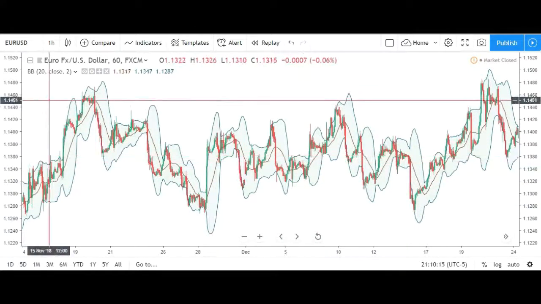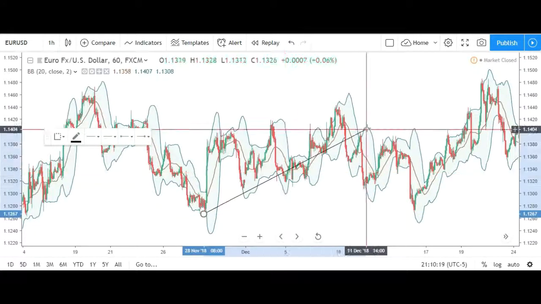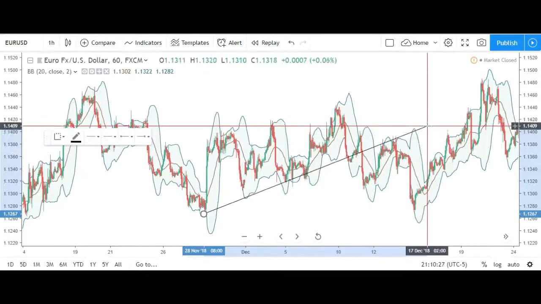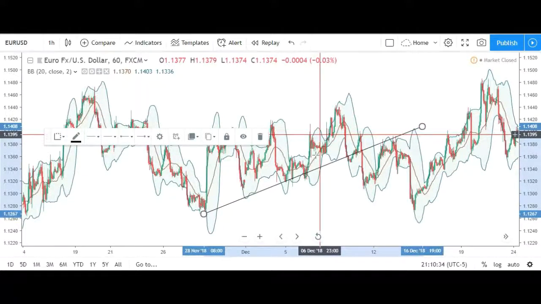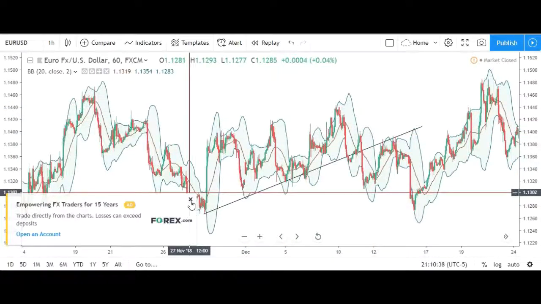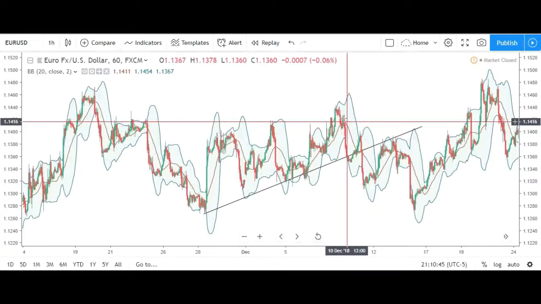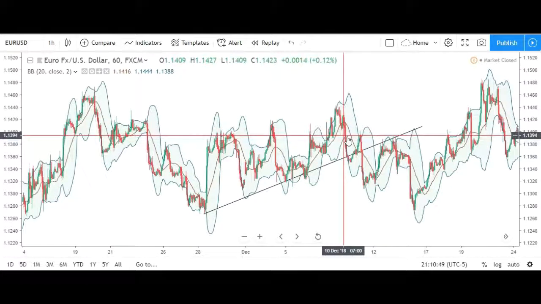And whenever there's been low volatility for a long time, there's a good chance that there's going to be a breakthrough. So we can see right here, low volatility, boom, down. Low volatility right here, boom, up. Low volatility right here, boom, up. Low volatility right here, boom, down. Low volatility right here, boom, up. So on and so forth.